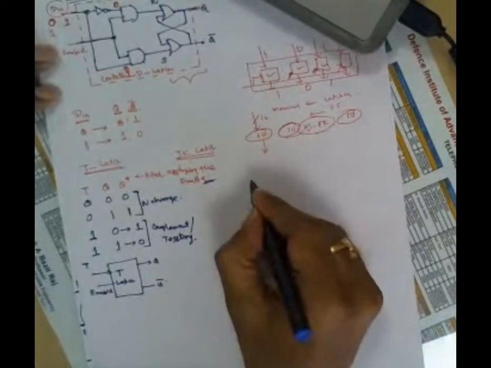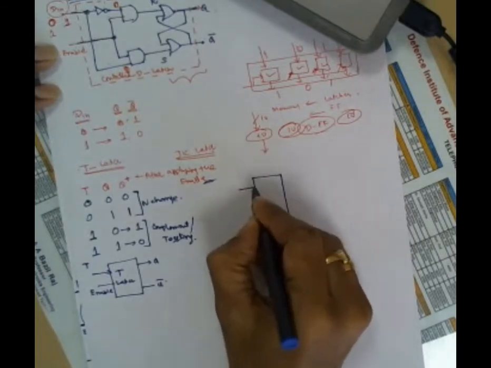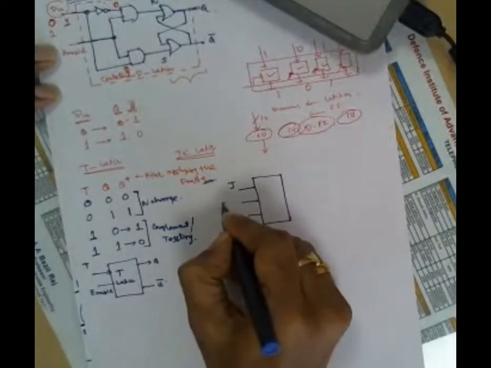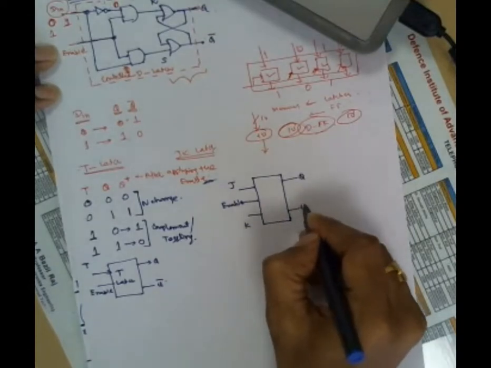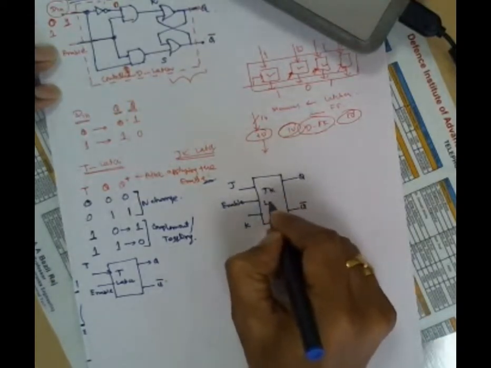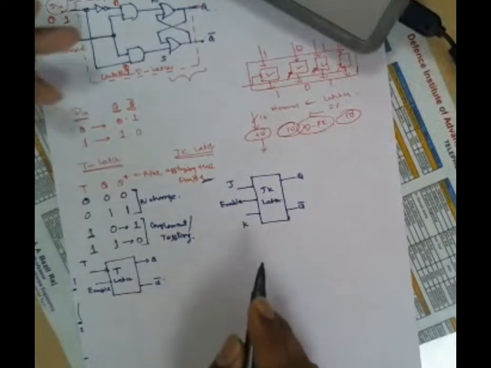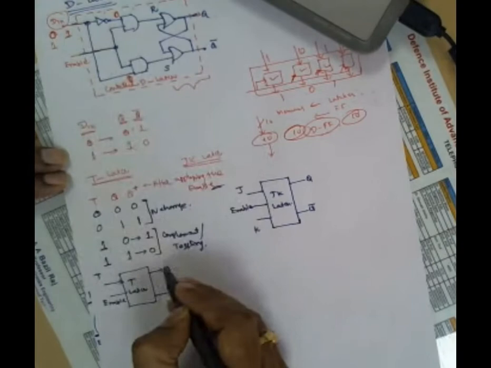T latch. In the same way, we proceed to the JK latch: J, K, enable, Q, Q bar, JK latch. You can Google or refer to some books to find the circuits. It is simple, the same as the SR latch. You have to remove this one and connect the inputs together, then you will get the T latch. So we can construct it easily.